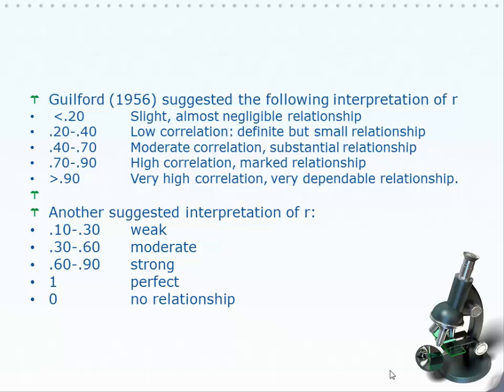Another suggested interpretation of R would be .10 to .30 is weak, .30 to .60 is moderate, .60 to .90 is strong, and as we said, R of 1 means a perfect relationship, and R of 0 means no relationship.